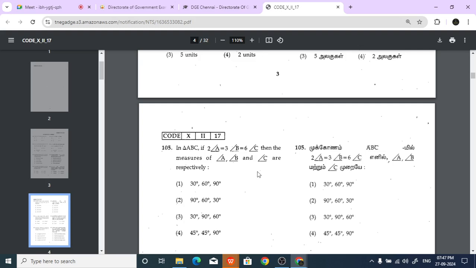Here in this question, I read the question once again for the benefit of everybody. If in triangle ABC, twice angle A equals 3 times angle B equals 6 times angle C, then the measures of angle A, B, C are respectively. Now my question is, is angle A bigger than angle C?